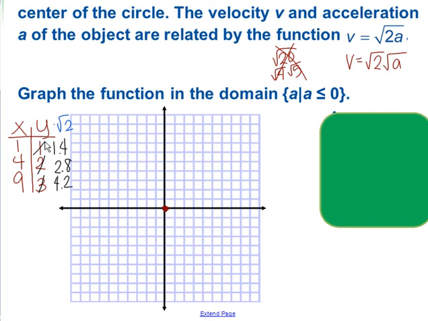So now we plot those points. We go over 1, up 1.4. Over 4, up 2.8. Over 9, up 4.2. And that's our graph. Now it does not ask for the domain and range, so we don't need to do that for this problem.